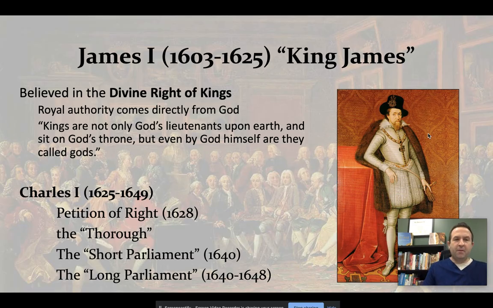So Elizabeth I left no heir to the throne when she died in 1603. Now James VI of Scotland was next in line to assume the throne. Thus, England got a Scottish king. And so he renamed himself, of course, James I, the first of his name.